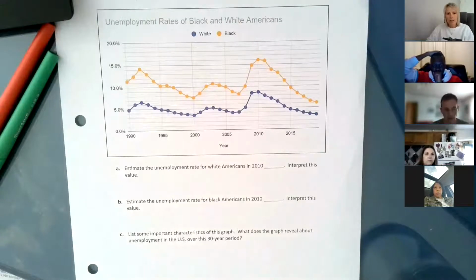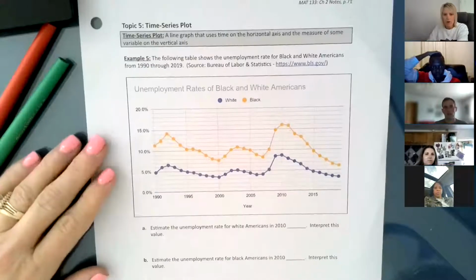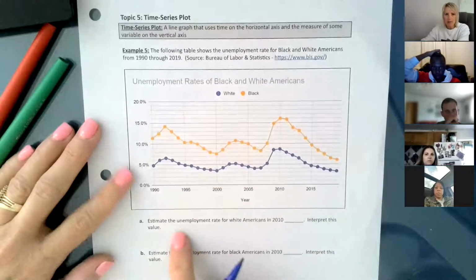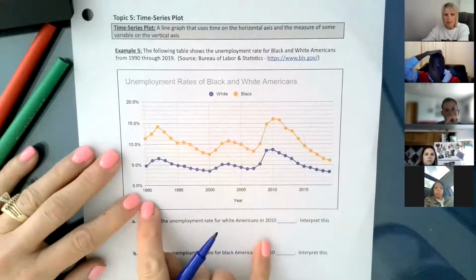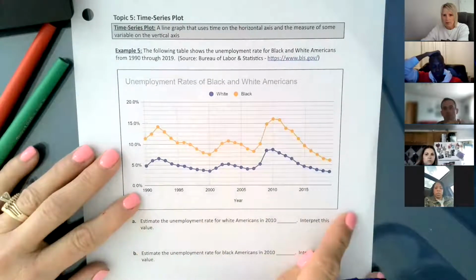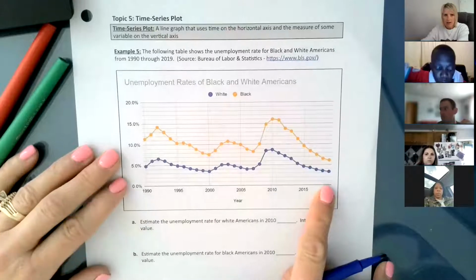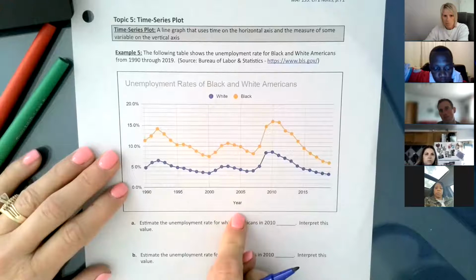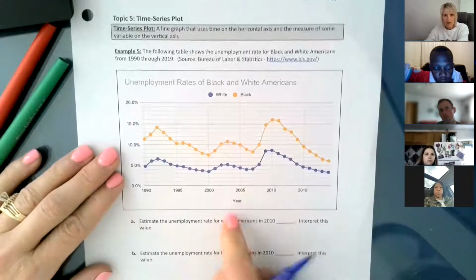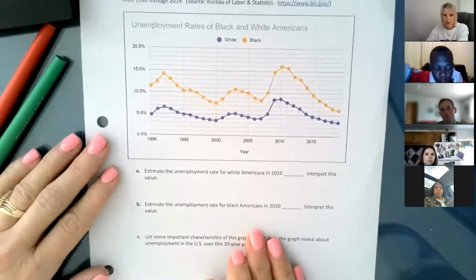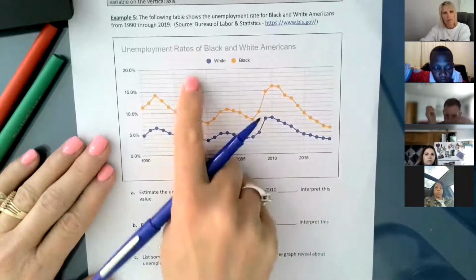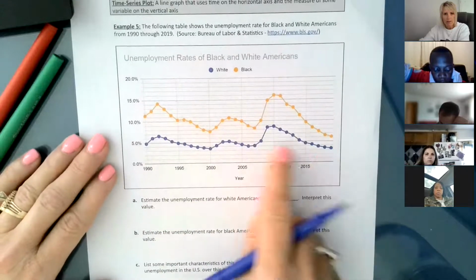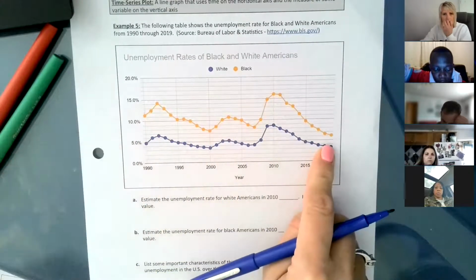The last one is one that most of you have probably seen before as far as a time series plot. Time series meaning that it goes by time on the horizontal. So this one starts at 1990 and goes through like 2019. And this is the unemployment rate. And we asked some questions, so doing some estimating. The blue line is the unemployment rate for white Americans, and the yellow is for African Americans.